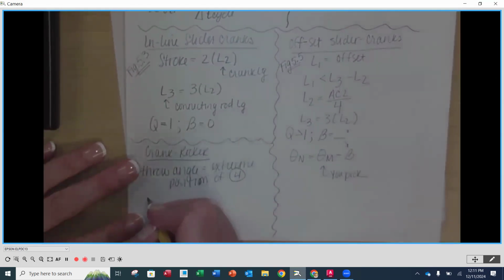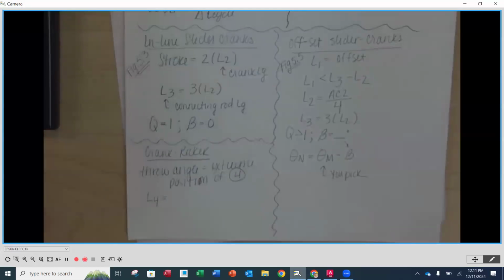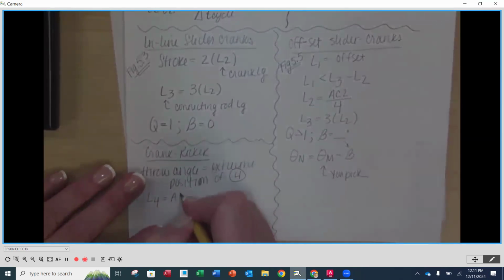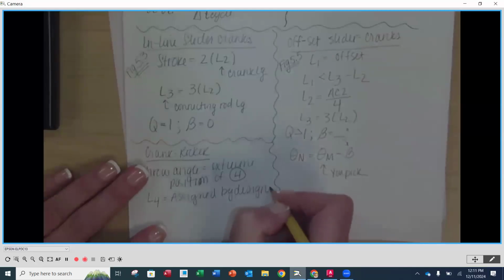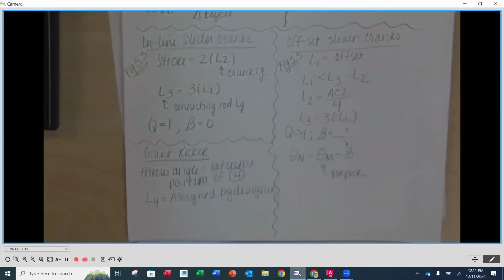Now, something we have to consider is that we're going to have to know what the length of link number 4 is going to be. That's the output link. When we had a slider crank mechanism, the slider was just going back and forth. There was a link number 4, but it was along a linear path, so there wasn't a length of that link. But in the case of the rocking link at the end of our mechanism, that length of link number 4 is going to be assigned by the designer. That's something you're just going to pick, and you're going to see that in the example that we do.